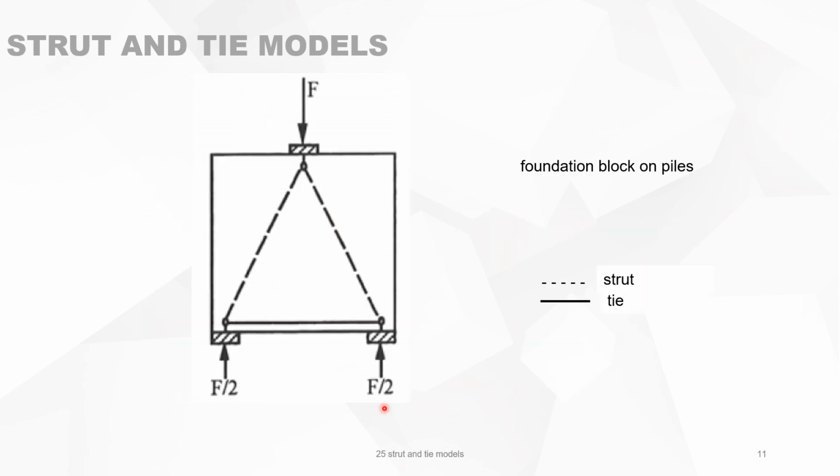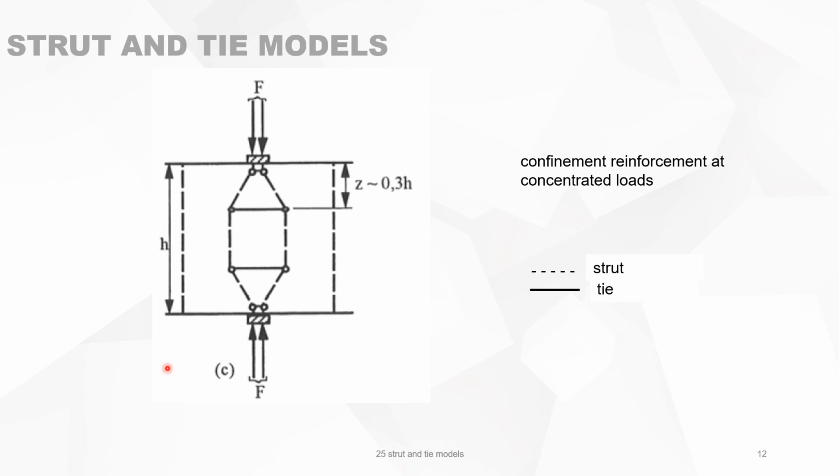A foundation block, for instance, with a column and with two foundation piles, then you have a strut directly to the piles and a tie to keep those struts in place. Another example is when you have to take care of confinement reinforcement at concentrated loads.